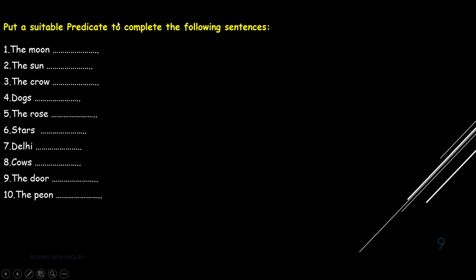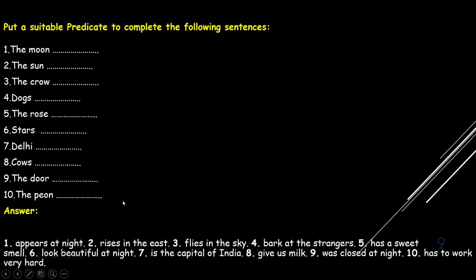Put a suitable predicate to complete the following sentences. The moon, dash. The sun, dash. The crow, dash. Dogs, dash. The rose, dash. Stars, dash. Delhi, dash. Cows, dash. The door, dash. The peon, dash. Let's take a look at the answers.